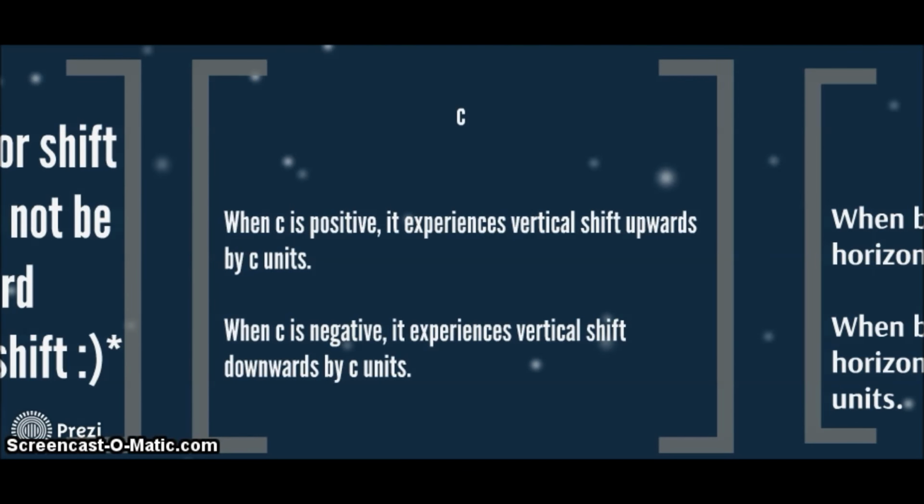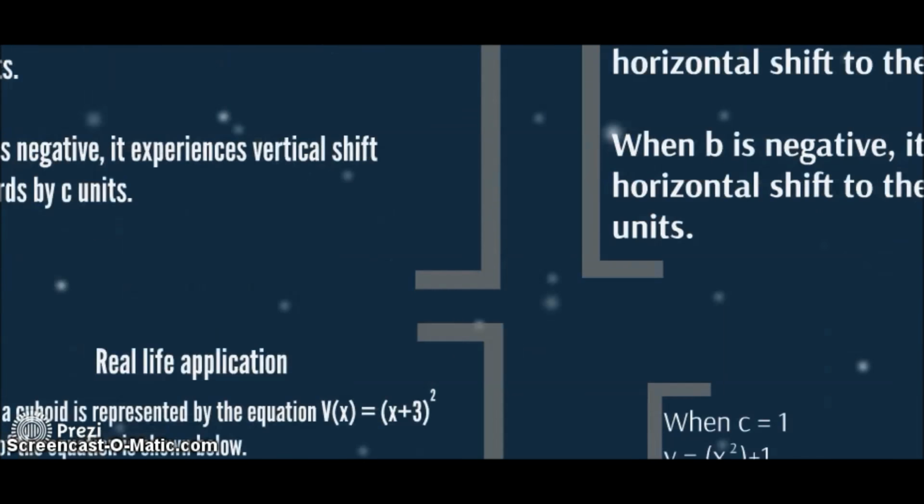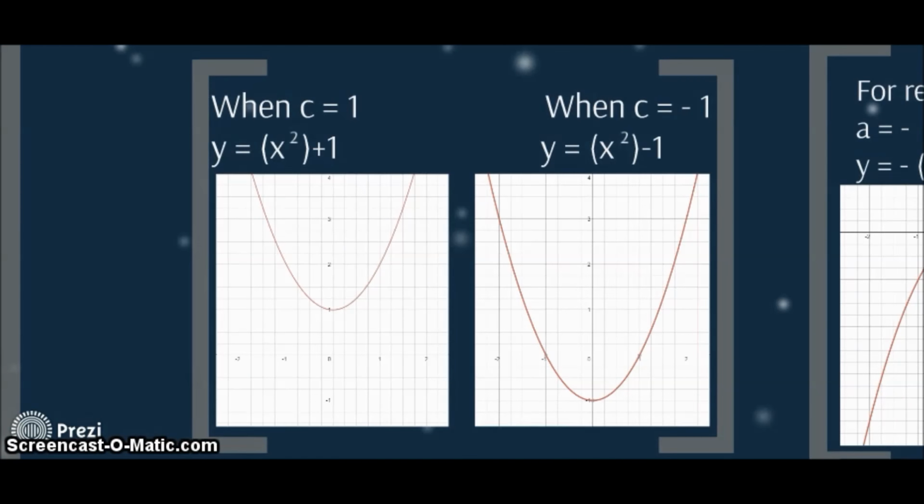C: when c is positive, it experiences vertical shift upwards by c units, and when c is negative, it experiences vertical shift downwards by c units. This is the graph when c equals 1 and c equals negative 1. The y-intercept of the first graph is at 1, and the second graph is at negative 1.